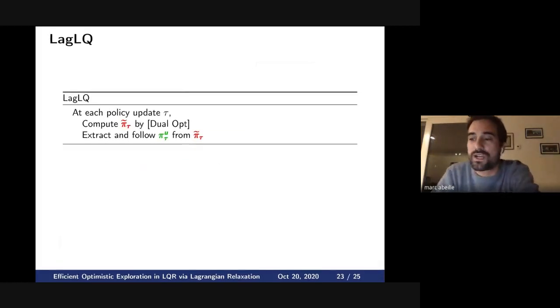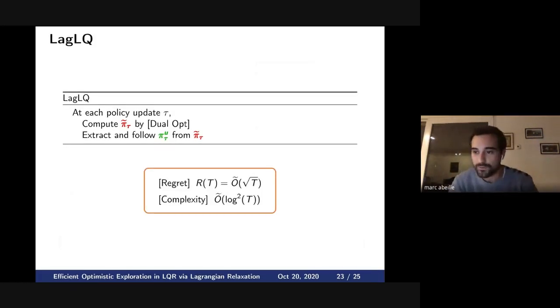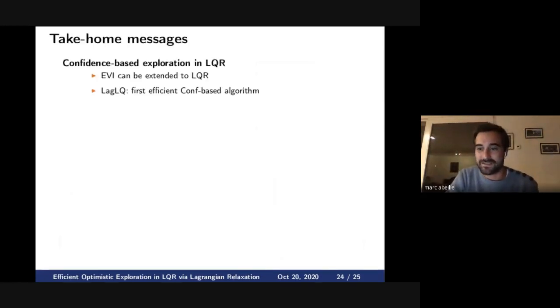To summarize, we obtain this algorithm LagLQ, where at each policy update we find the augmented policy pi tilde by solving the dual problem, and then we extract and follow the optimistic policy pi u from pi tilde. Overall, we have an algorithm that enjoys the regret guarantee that we saw before, square root of T with decent problem-dependent constants, at a logarithmic complexity cost. So that's basically the end of the talk.